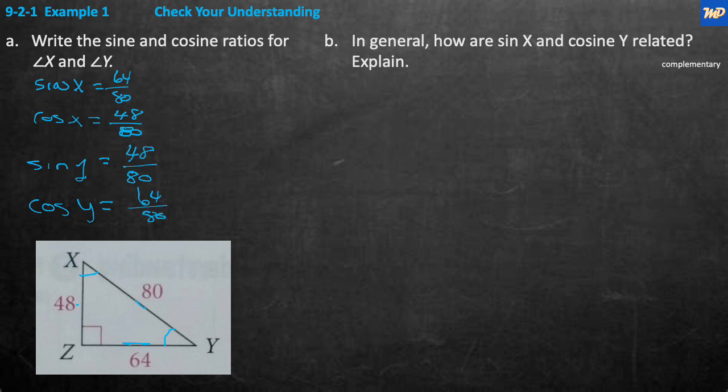Okay, so then it says, in general, how are the sine of x and cosine of y related? Well, they're complementary. Okay, so both of them, when you're done, the ratios sum up and equal 90 degrees. So that's basically what we have here.